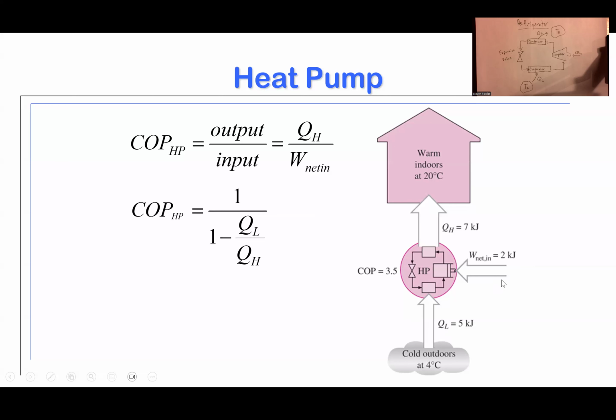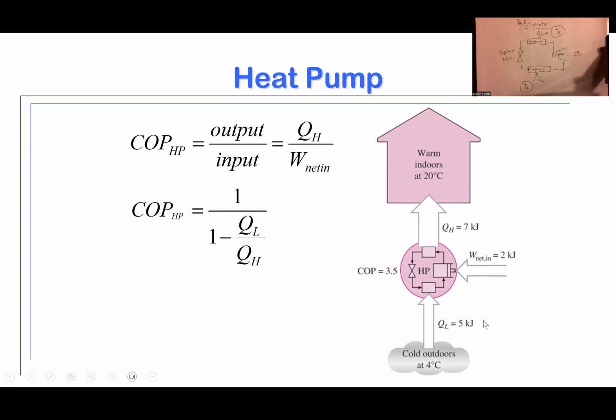So let's say, for example, you're running all electric heat and you want to heat your house, and we're going to use 7 kilojoules of heat to do that. Well, if I'm running all electric, I've got to pay for all 7 kilojoules of electricity. But if I've got a heat pump, instead of paying for all 7 kilojoules, I might be able to pay for 2 kilojoules of electricity and use a refrigeration cycle to basically cool the outside air a little cooler.